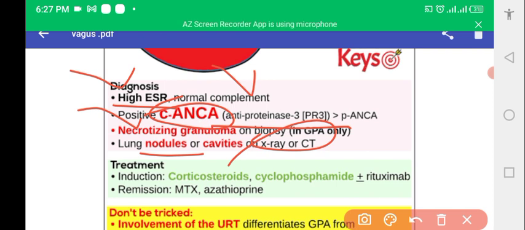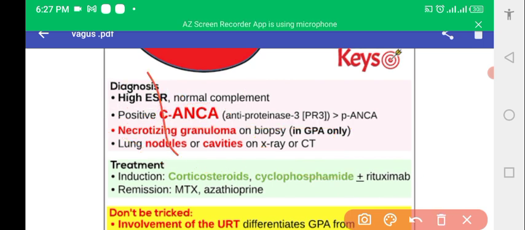It involves the nose, lungs, and kidneys, and treatment is corticosteroids since it is autoimmune mediated. So corticosteroids are the treatment, very important. Cyclophosphamide is also used in this condition, like rituximab, and for remission therapy azathioprine is given in Wegener granulomatosis. So in this way we treat granulomatosis with polyangiitis.